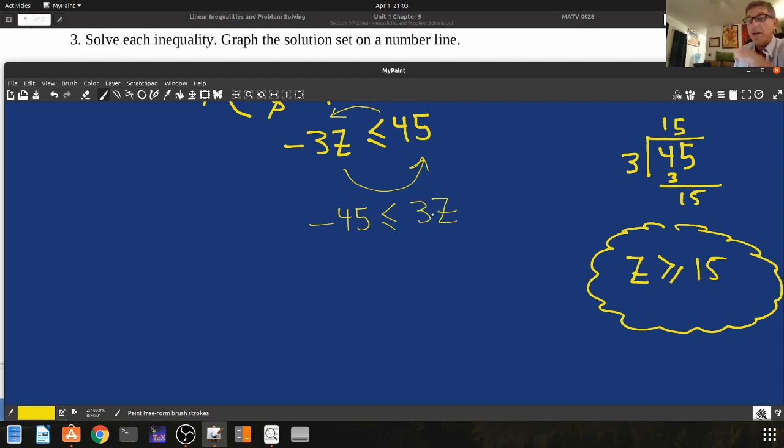Notice this did not involve multiplication. This is just moving terms across the inequality sign. And we've always switched the signs when we do that. So again, now I can just divide both sides by 3.